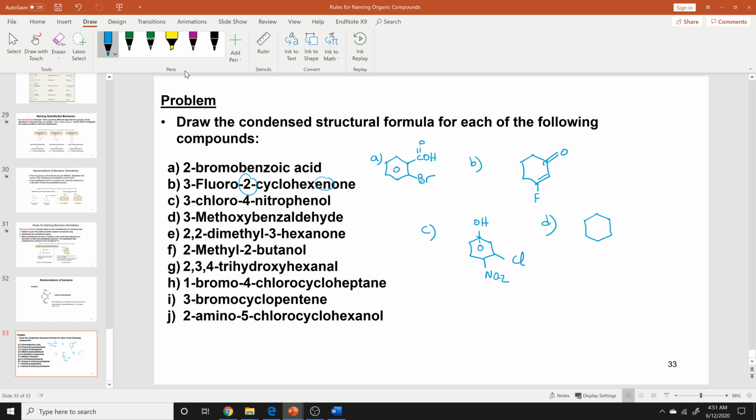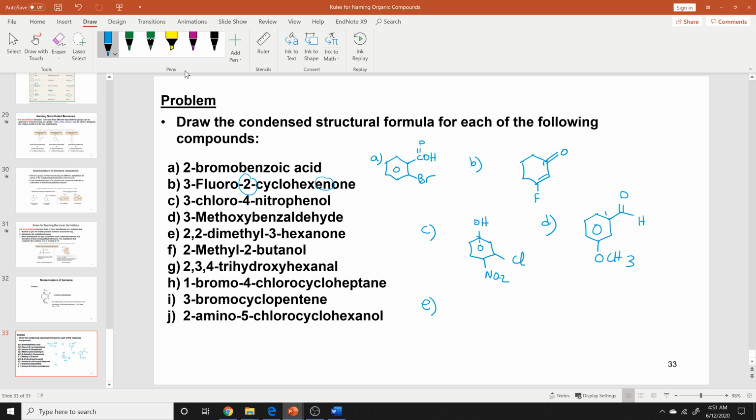For D, methoxybenzaldehyde. Benzaldehyde looks like this. This is a benzene, and you have an aldehyde in there. And then on carbon number 3, so this is carbon 1, carbon number 3, you have a methoxy, so it's going to be an OCH3.